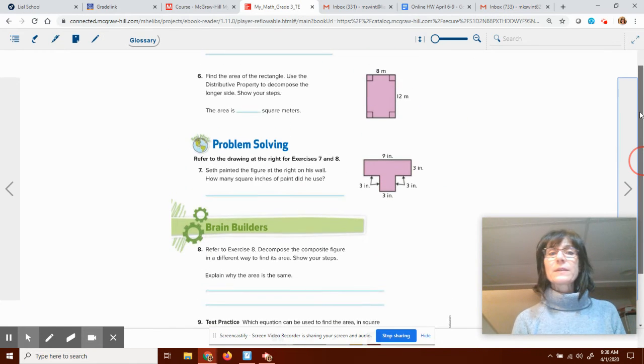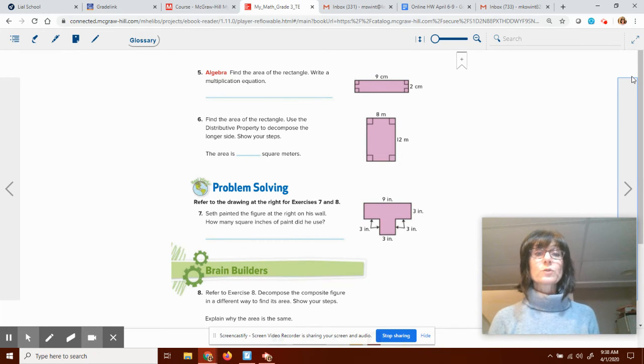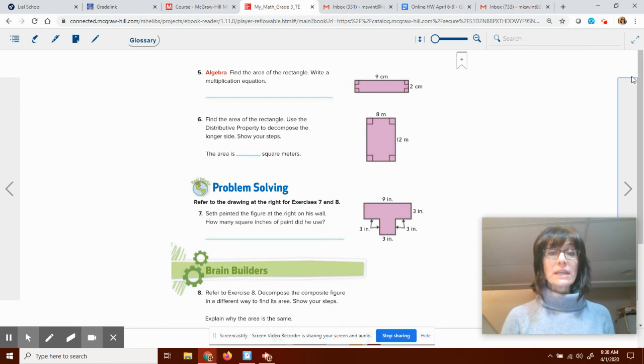Under, on the next page, we have first for algebra, find the area of the rectangle, write a multiplication equation. So it's just what we did in the previous problem. If I take a look at my rectangle, I have a length of 9 and a width of 2. By the way, I want to point something out.